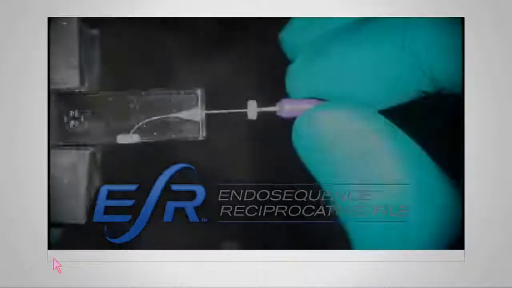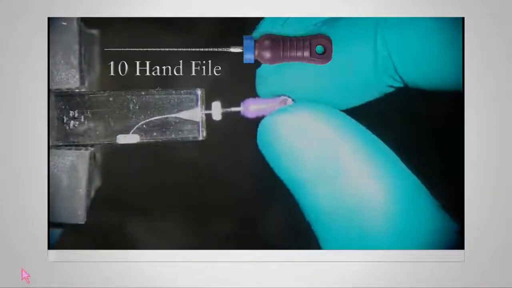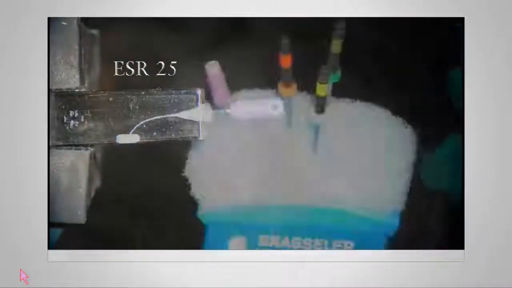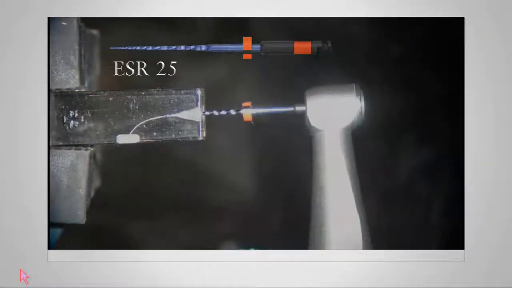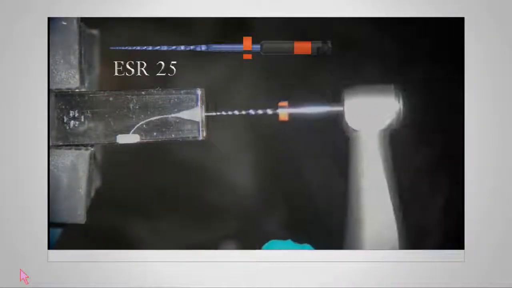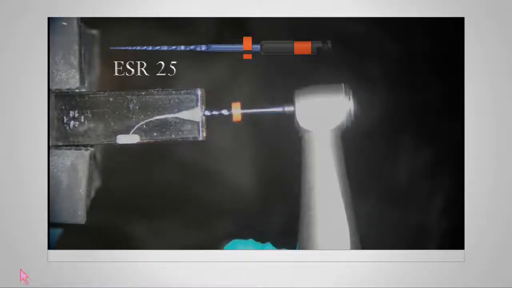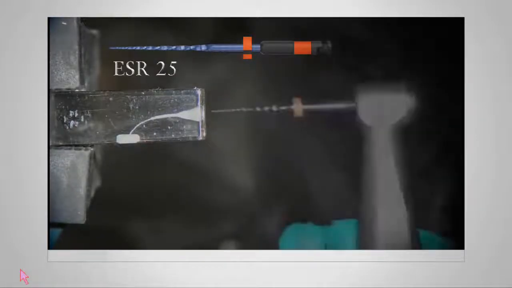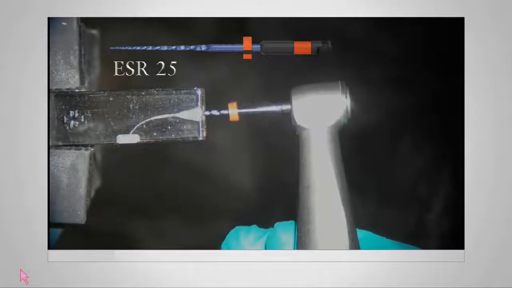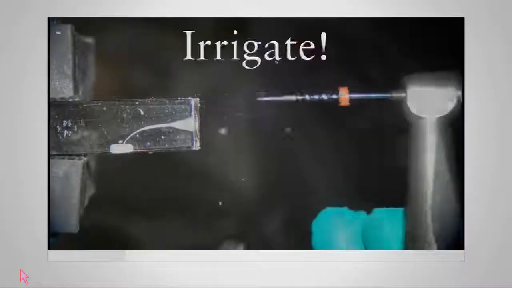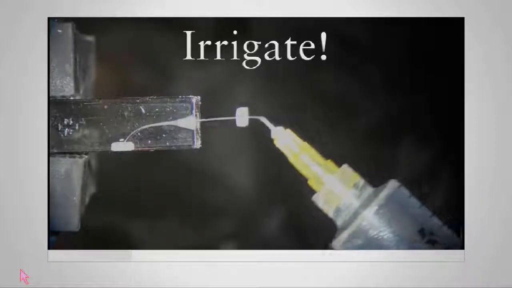And I'm just going to show you quickly how this works on a block first. As you can see here, a size 10 hand file is used to simply provide a path that we can have. And now we can see that the 25 is several millimeters, like 6 millimeters or so, short in this thin block. And you can see here that we're using light rhythm motion, and the debris has accumulated. That debris has to be removed from the file. And after 2 rhythm motions here, it's important that you irrigate.